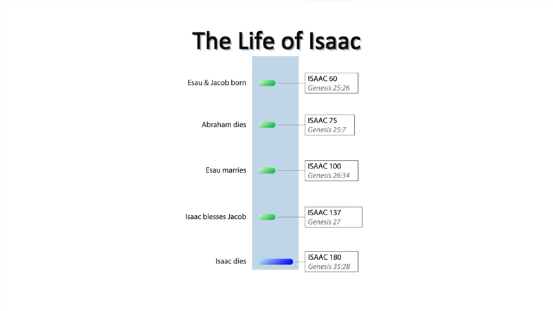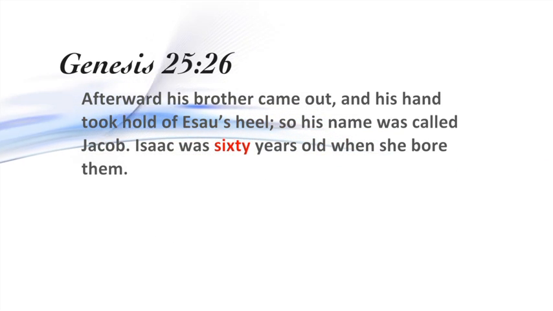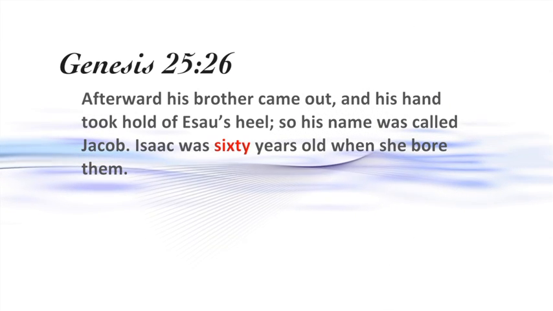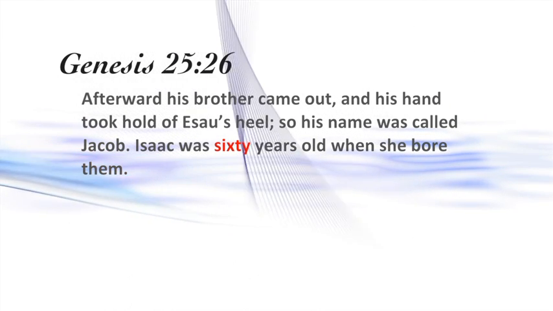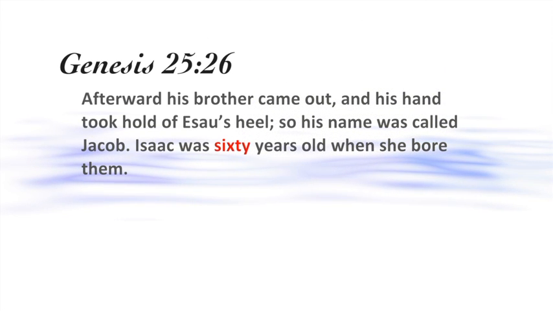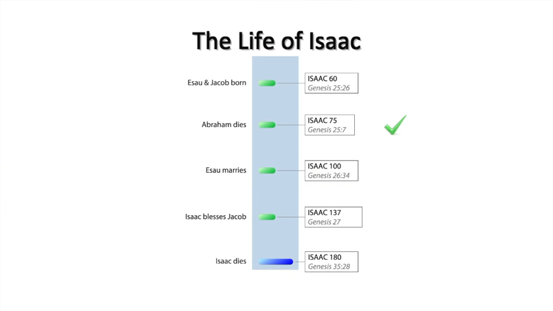Well, when Isaac was 60, that's when Esau and Jacob were born. We read in Genesis 25:26, "Afterward his brother came forth with his hand holding on to Esau's heel. So his name was called Jacob. And Isaac was 60 years old when she gave birth to them." At age 75, when Isaac was 75, that's when Abraham died. That's in Genesis 25, verse 7.